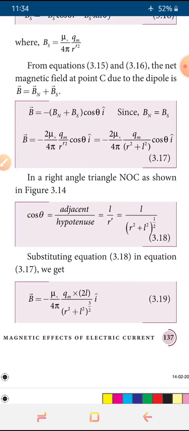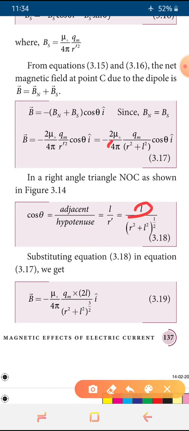After substituting that, we get the equation B vector is equal to minus mu naught by 4 pi, Qm. The 2 that we had at first will combine with the L. The L comes from cos theta, and we combine it, so the 2 goes inside. Then 2L becomes one term, divided by r square plus L square.